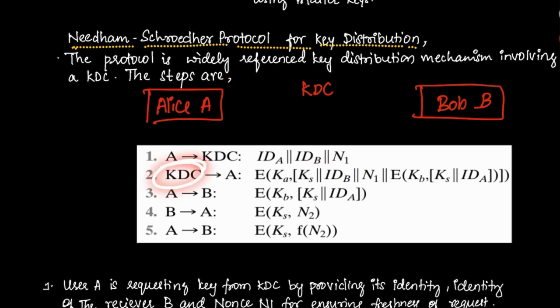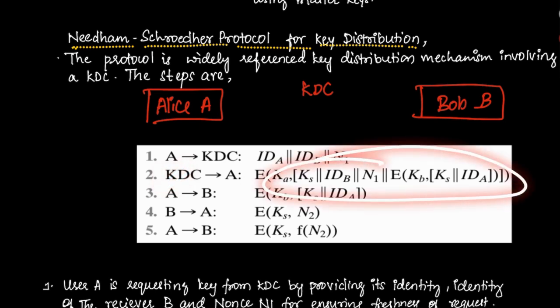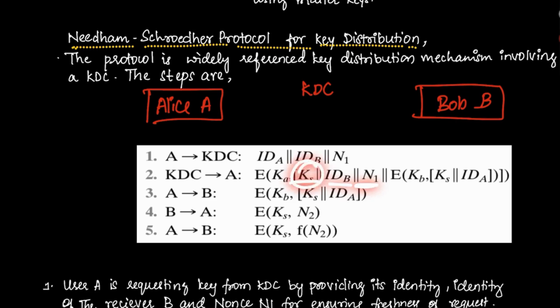Now the key distribution center will respond. The KDC will generate a session key KS for secure communication between Alice and Bob. This message is encrypted with Alice's secret key, that is KA, ensuring that only Alice can decrypt it. Inside that message, we will have KS, ID B, and N1. KS is the session key, ID B is Bob's identifier, and N1 is Alice's nonce.